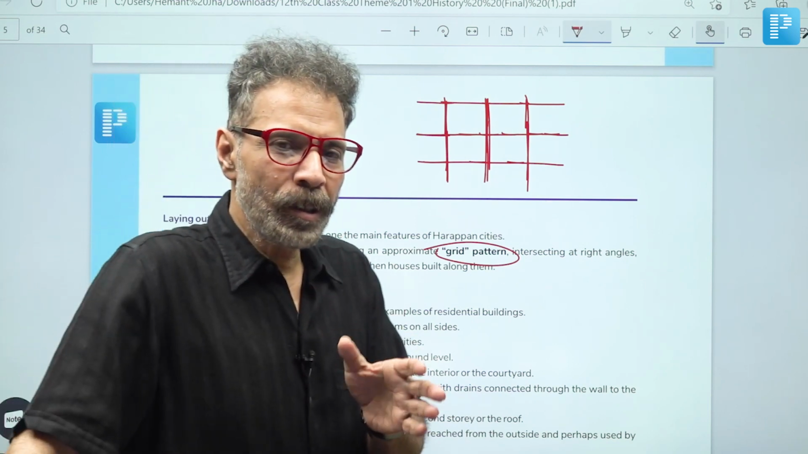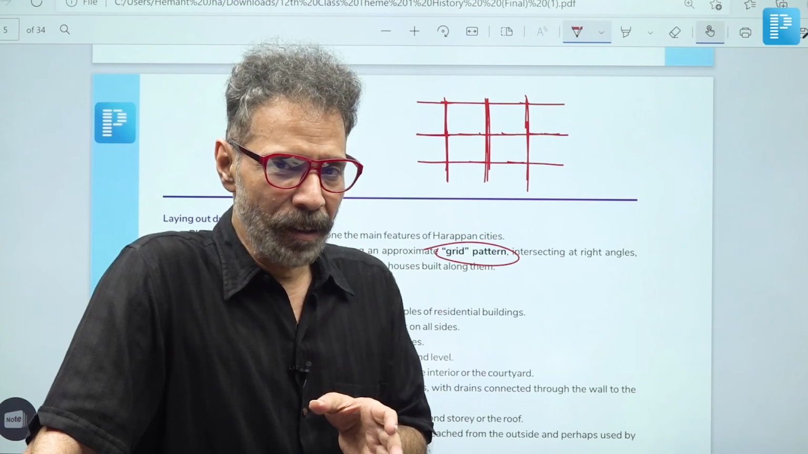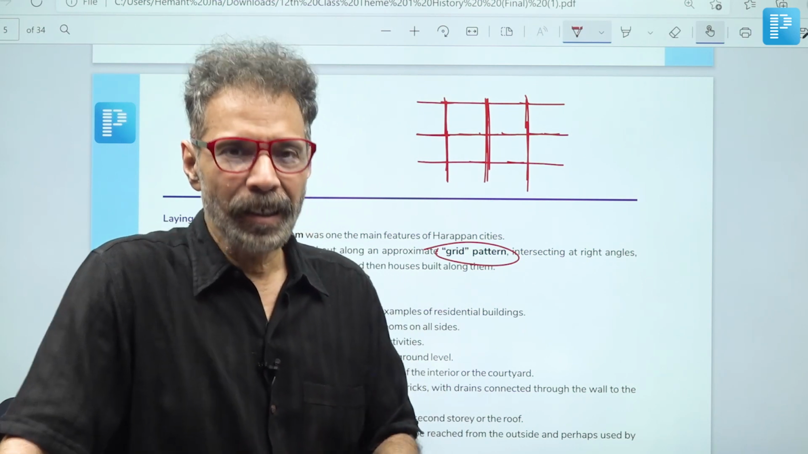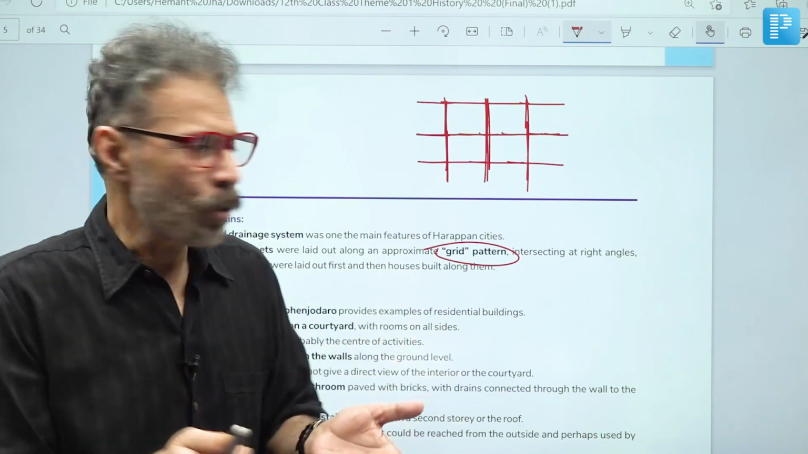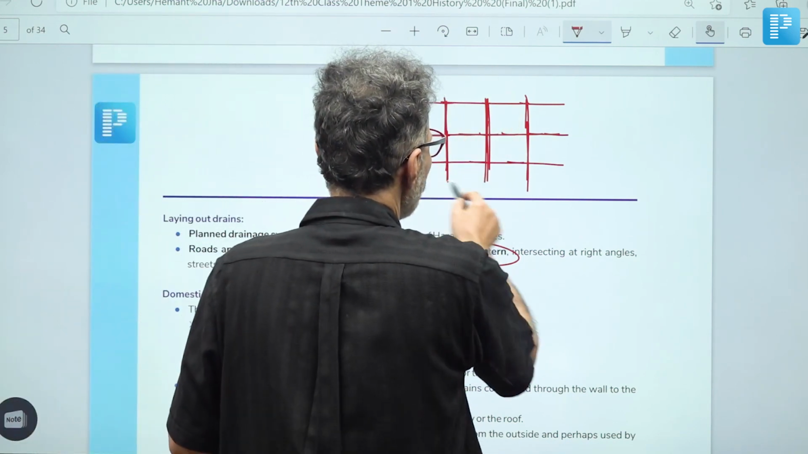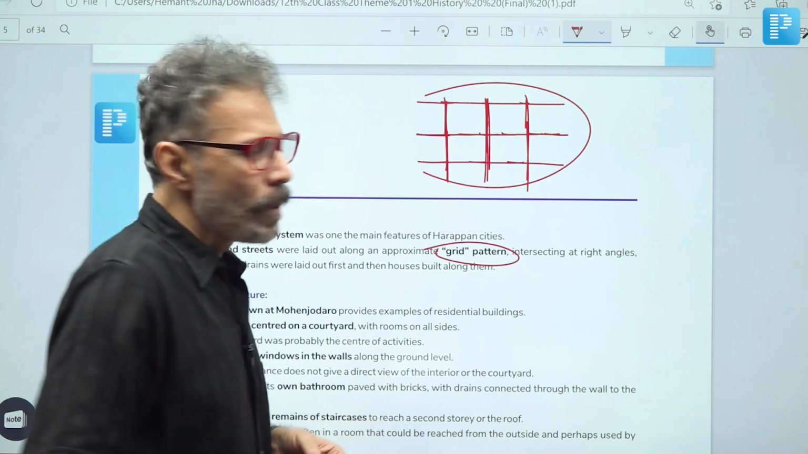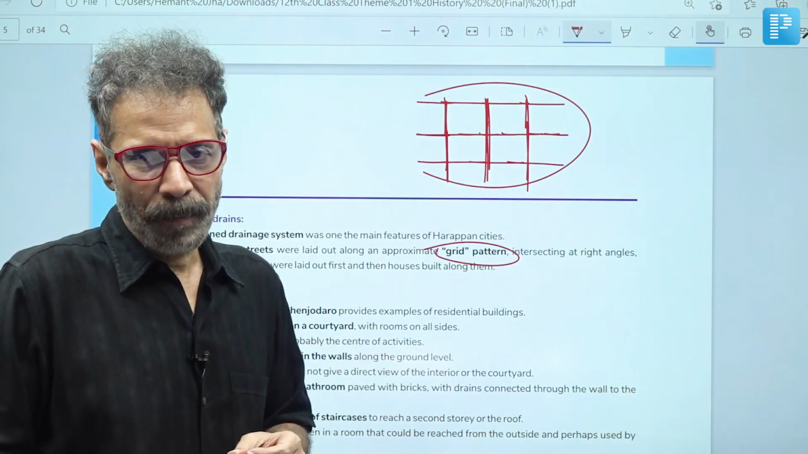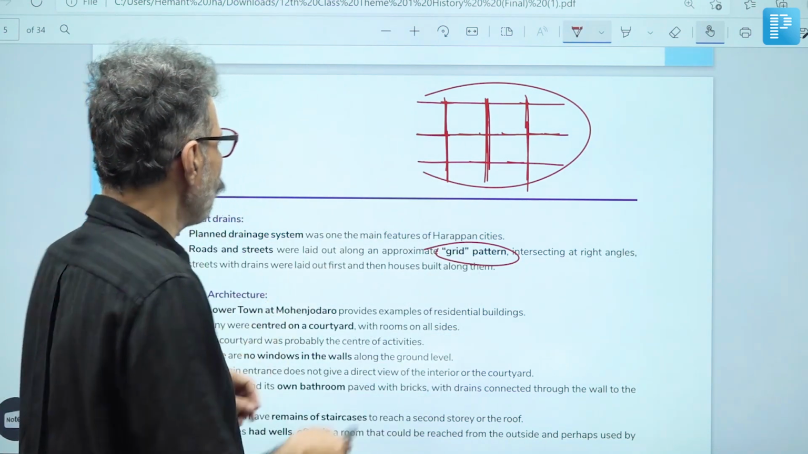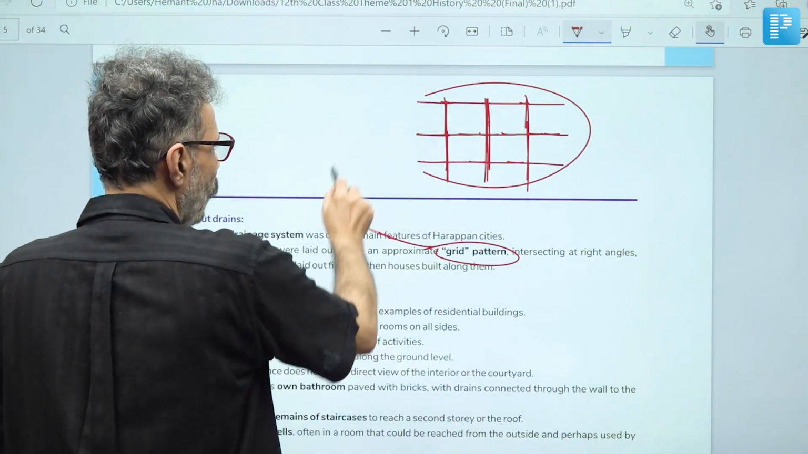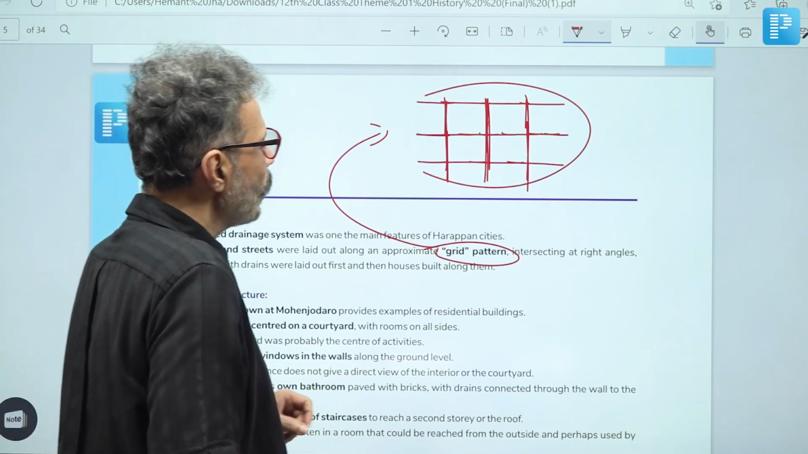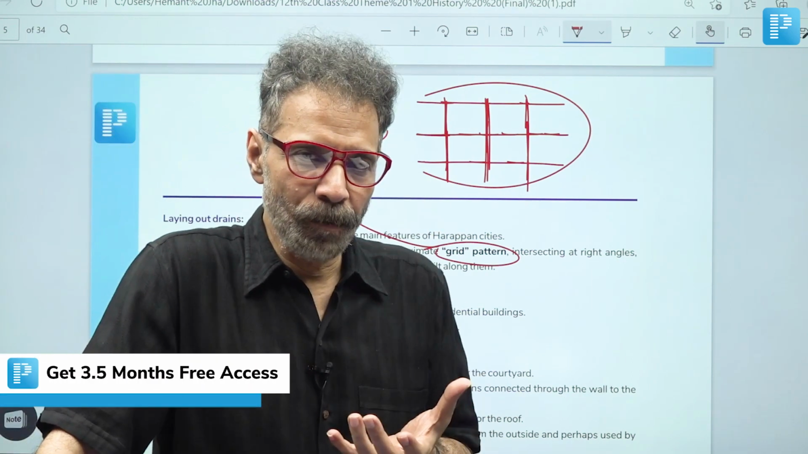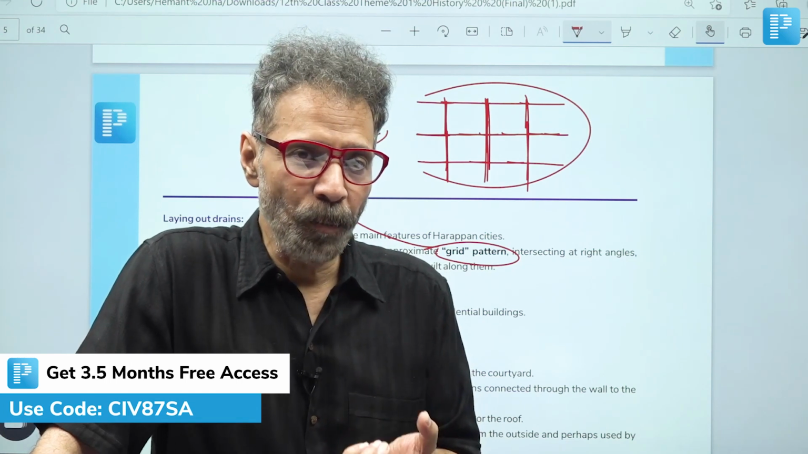So roads cutting one another at 90 degrees, thus creating rectangular or square blocks. So the entire city is divided into rectangular blocks. This pattern is known as grid pattern. And the grid pattern, as I have said, was a unique feature of Harappan town planning.